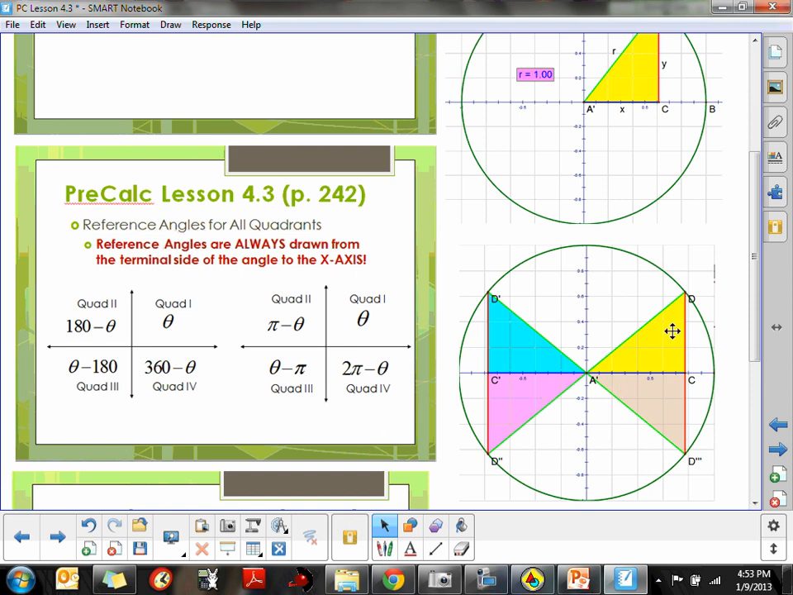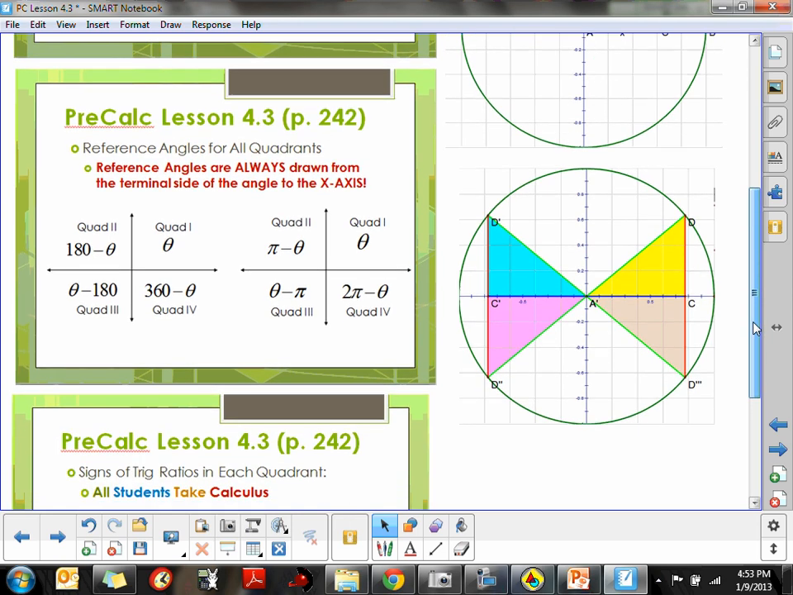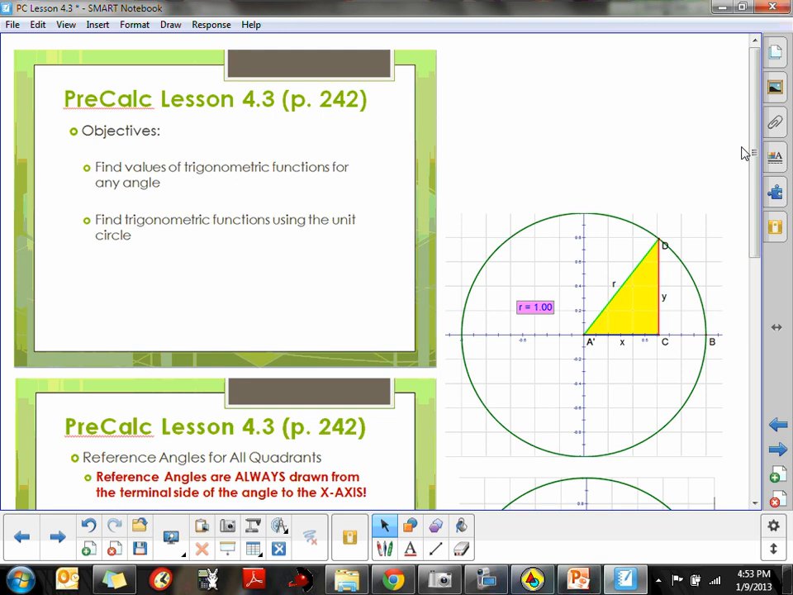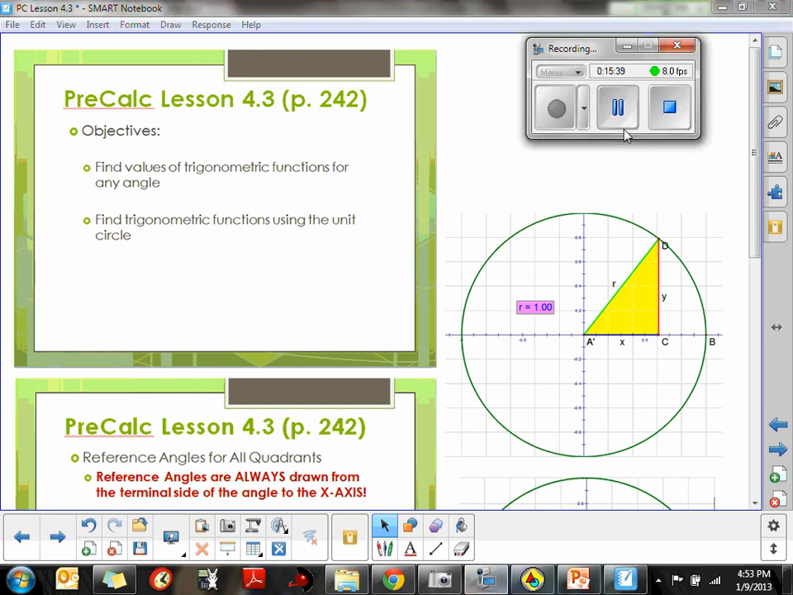So using the concept of reflections in similar triangles or congruent triangles, we can find the values of trig functions for all angles, not just acute ones. So hopefully that clarifies a few things, and now we're going to get into the actual problems that they want us to do. A lot of background information, but hopefully that helps.